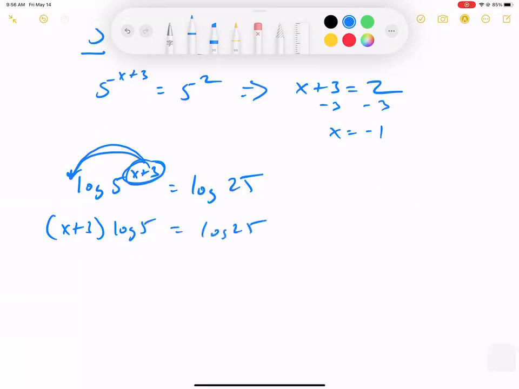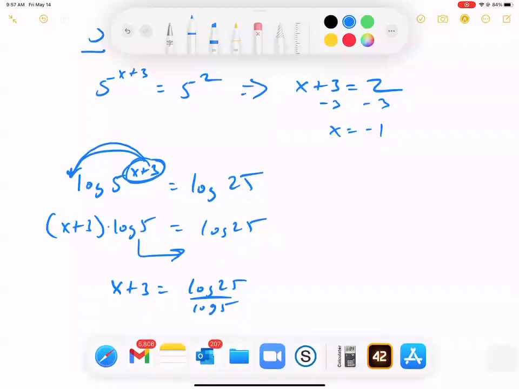Now, what do we say about this log of 5? Log of 5 is just a decimal number, just a number. So we're going to just move it over. x plus 3 is equal to log of 25 over log of 5. Now, if I don't know what the value is, I can break out my calculator. Let's go break out the calculator again.